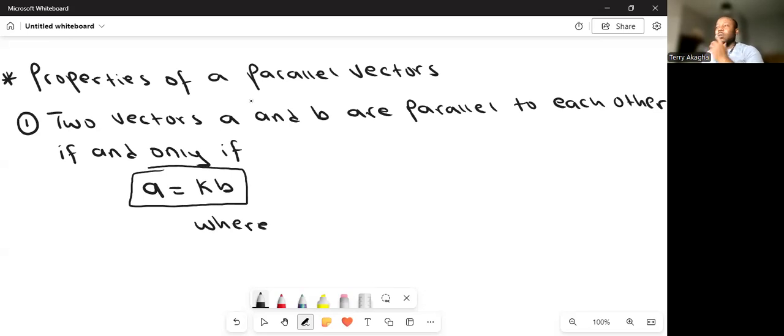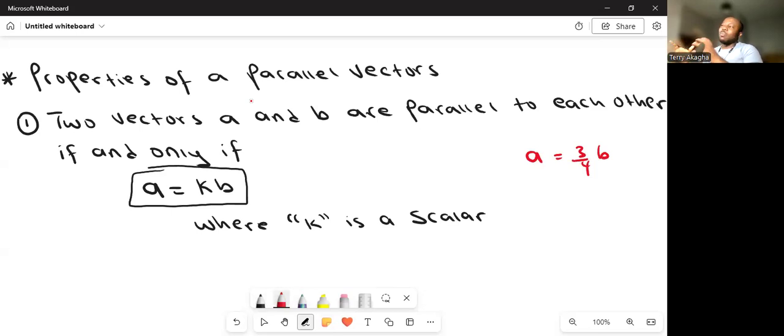We're going to talk about how to find parallel vectors very soon, and this is the concept that you need to know. When you equate both of them, they have to be related by a scalar quantity. For example, A could be 3/4 of B. So there must be a scalar quantity that relates both of them together. We'll talk about this, don't worry, we're almost there.